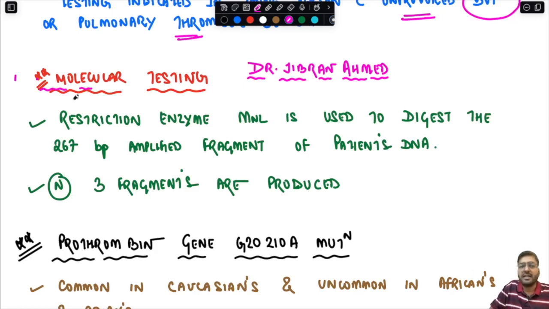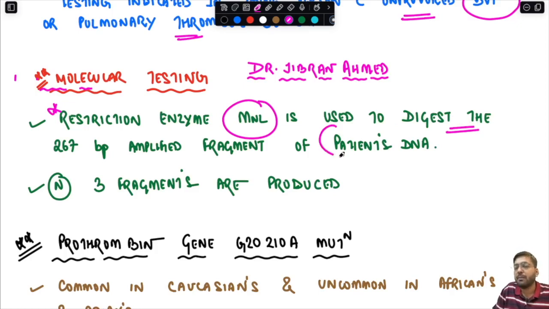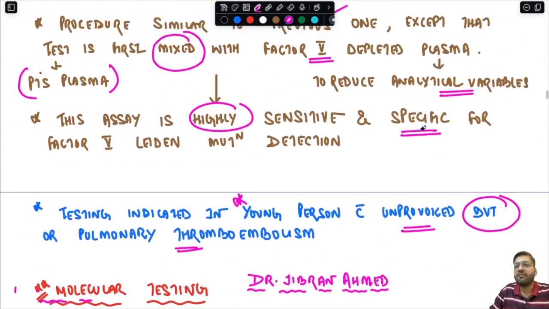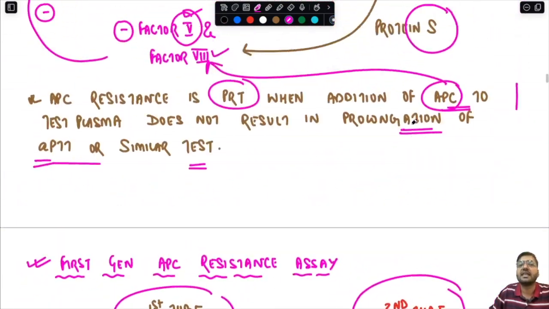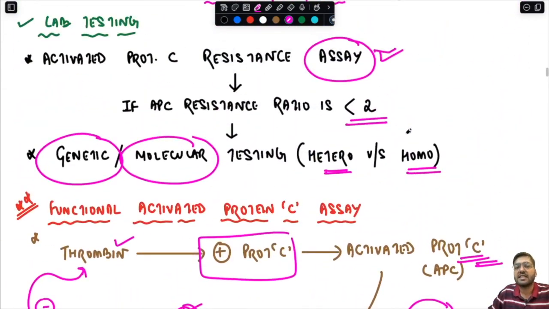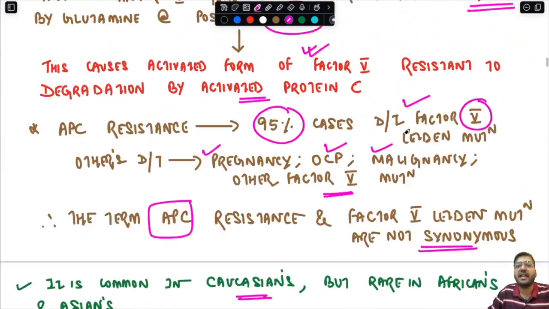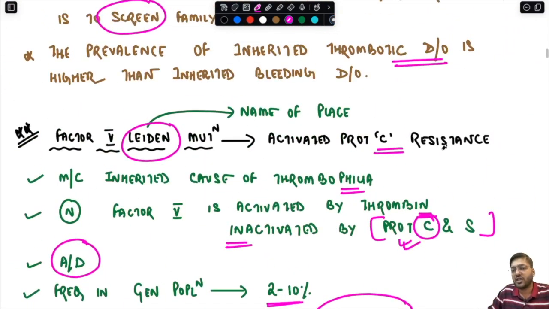So for the molecular testing, a restriction enzyme MnlI is used to digest the 267 base pair amplified fragment of the patient's DNA. Normally via this restriction enzyme based digestion of the patient's DNA, we get 3 fragments. If there are more or fewer fragments, then that means that some abnormality is there. So this was the first condition that we have discussed, the inherited thrombophilias, and we have discussed the most important type of inherited thrombophilia, that is factor number 5 Leiden mutation, leading to activated protein C resistance.